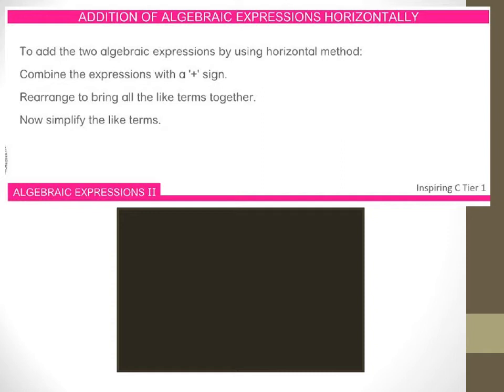Now addition of algebraic expressions horizontally. To add two algebraic expressions using the horizontal method, combine the expressions with the positive sign, rearrange to bring all the like terms together. Now simplify the like terms. I am giving you another example.